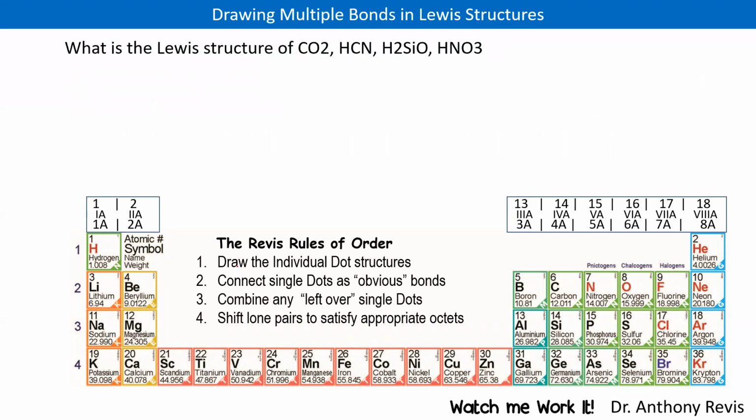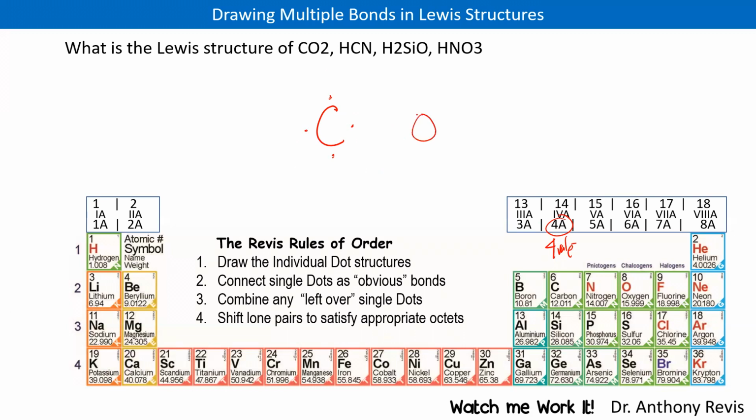So watch me work it by doing some problems. What is the Lewis structure of CO2, first of all? So let's do the Lewis structure of CO2. Following rule number 1, we draw out carbon, which has 4 valence electrons, because it's in group 4A. So it's the central atom.